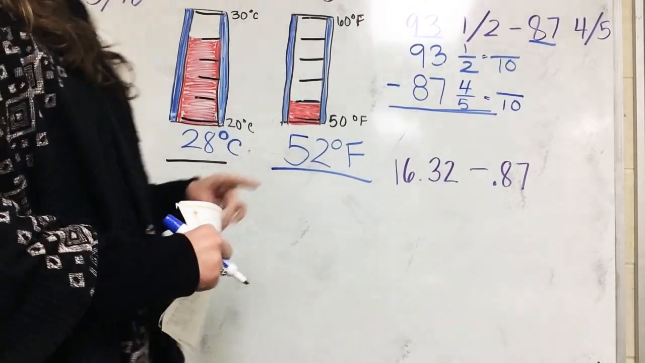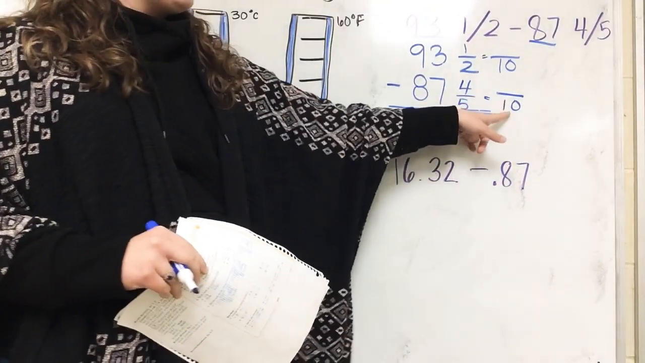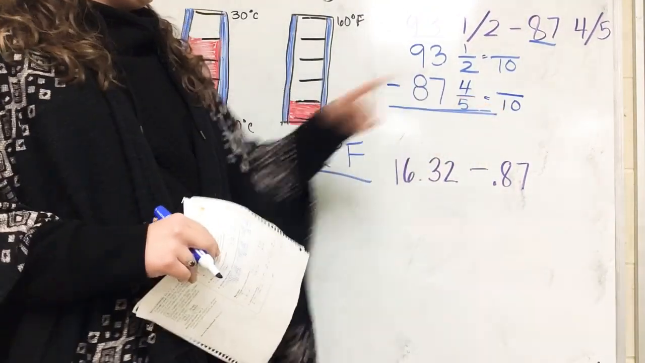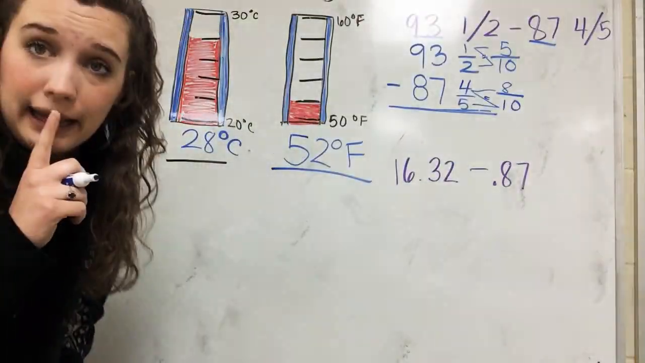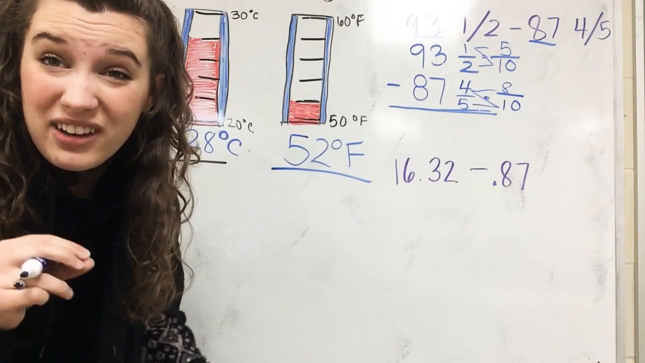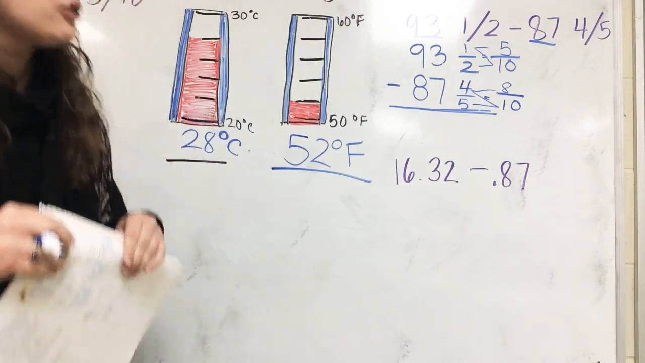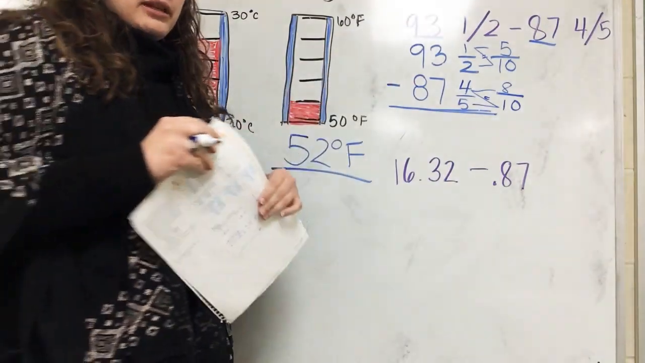Okay, you've got your equivalent fractions here. We're getting ready. 5 times what equals 10? 2. 2 times 4 is 8. That's our backward z right there, okay? Let's do the top one also. 2 times what equals 10? 5. 5 times 1 equals 5. So we have 5/10 minus 8/10. Don't forget, we cannot subtract those because 5 is smaller than 8. So we have to borrow from our 93.